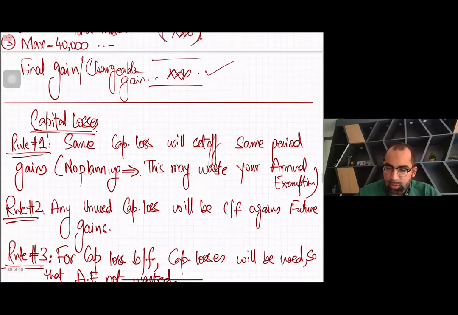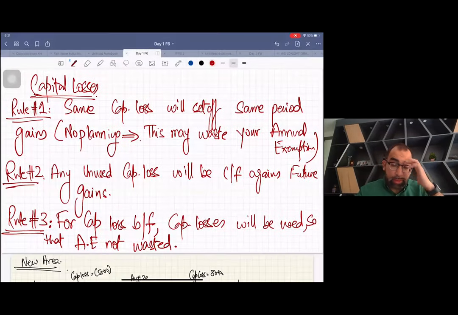Now, there is a topic which we call capital losses. Listen, very simple. When you take the difference of disposal proceeds less cost, sometimes you get a gain and sometimes you get a loss. Whenever you get a gain, you need to pay tax. And whenever you get a capital loss, you get relief. So now, what are the reliefs?